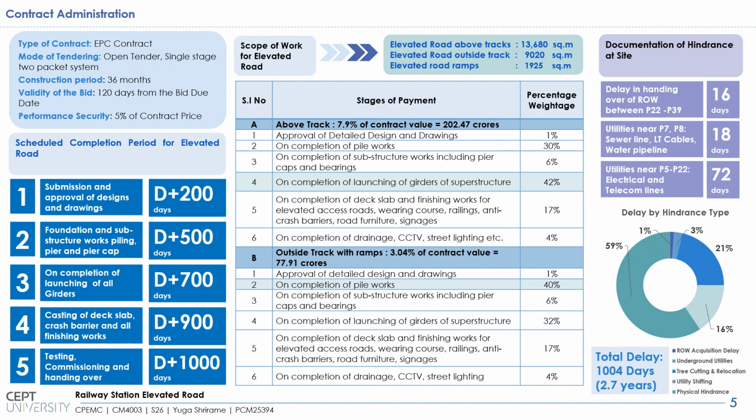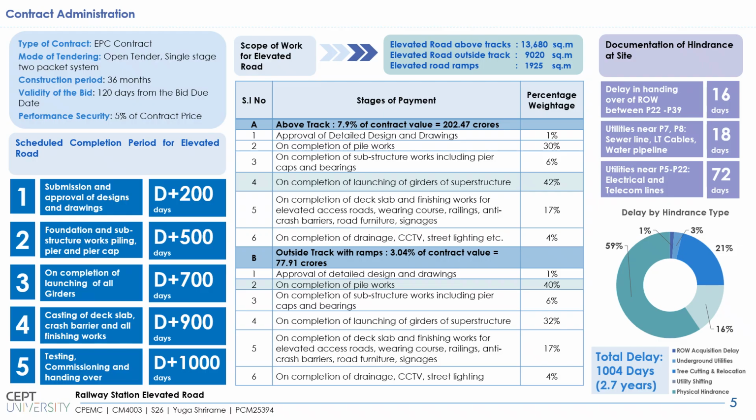For the contracts administration, the project is being executed under an engineering, procurement and construction type of contract, wherein the construction period specified was 36 months, and in the contract the scope of work was elaborated with respect to the elevated road above the tracks, outside the tracks, and the elevated road ramps.